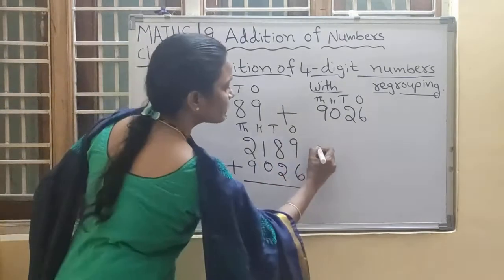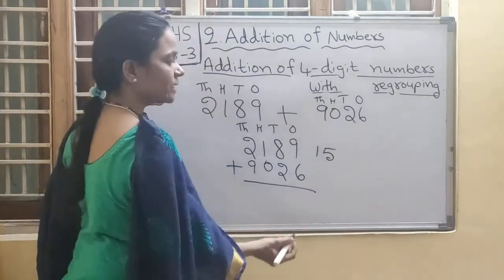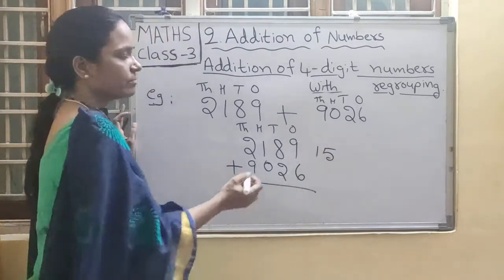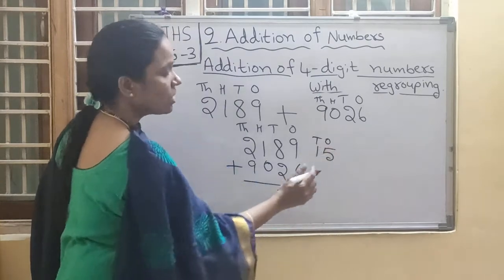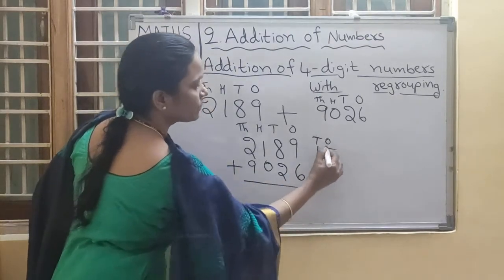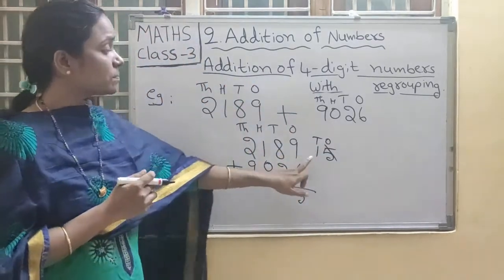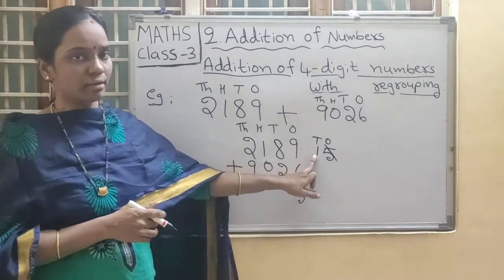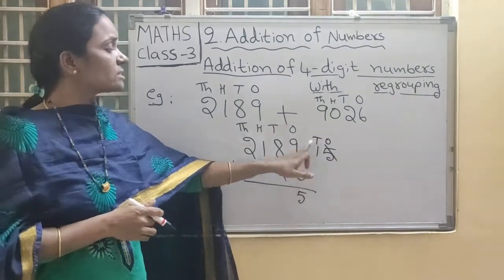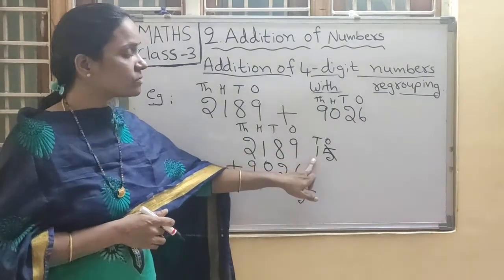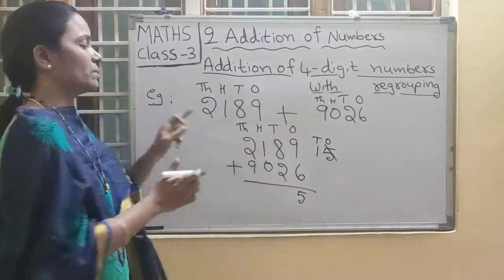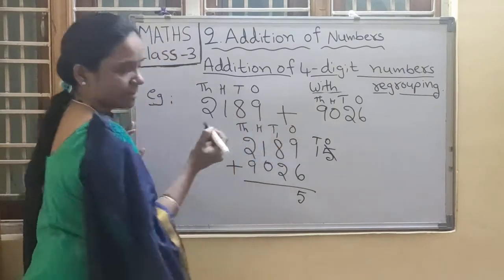Very good. 15. So here 2-digit number means ones place, tens place. So what is ones place digit? 5. So at ones place write 5. And tens place digit is the carry over. So carry over is forwarded to the next place, that is to the tens place. One is the carry over forwarded to the tens place. So at tens place write 1.